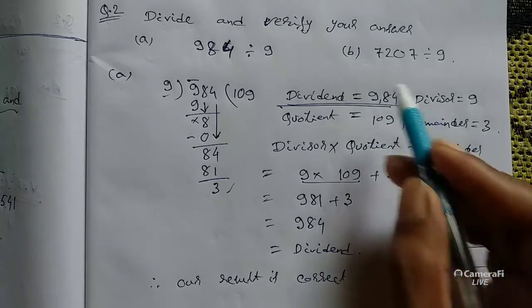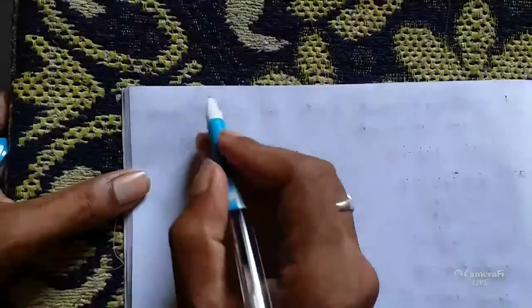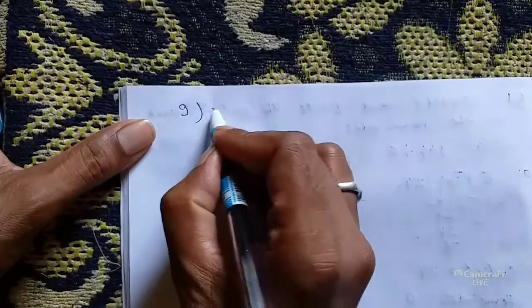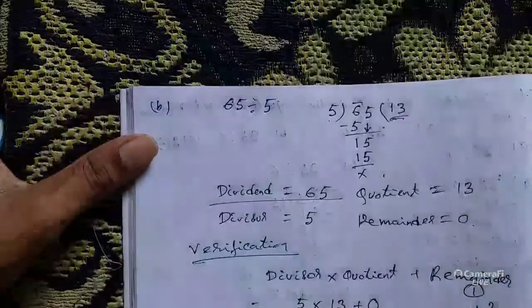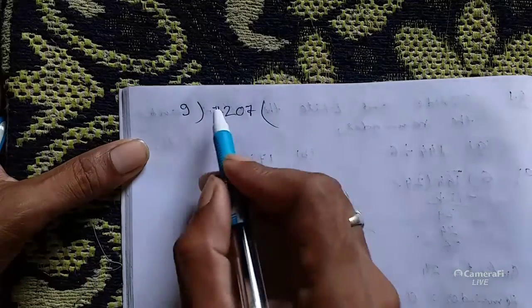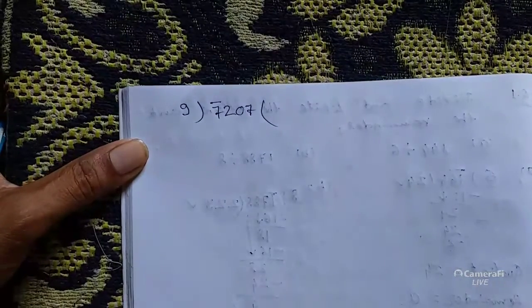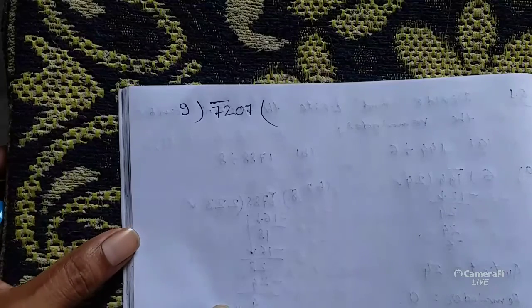Now coming to problem number B, 7207 divided by 9. Let us do it. We have to divide 7207 by 9. Let us divide. Take the first digit 7, but 7 is less than 9, so we cannot take it. We should take at least 2 digits, 72, which is greater than 9.